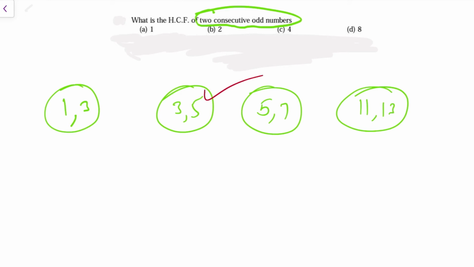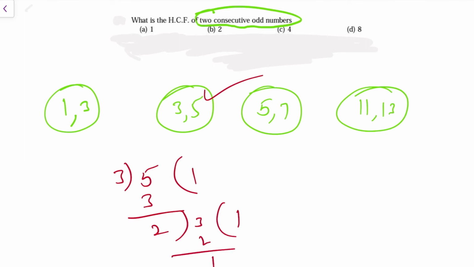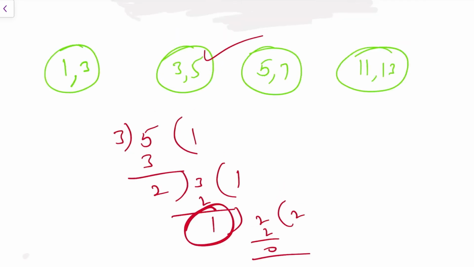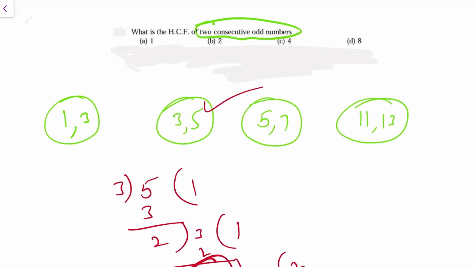I am taking 3 and 5. Let us find the HCF of 3 and 5. 3 1s are 3, 5 minus 3 is 2, so again 3 comes here, 2 1s are 2, remainder 1, then 1 2s are 2. So I can confirm that the HCF of 3 and 5 is 1. Not only 3 and 5, any pair of consecutive odd numbers you take, the HCF is always 1 only. So the HCF of two consecutive odd numbers is 1.